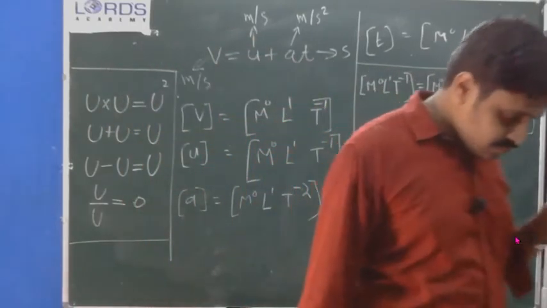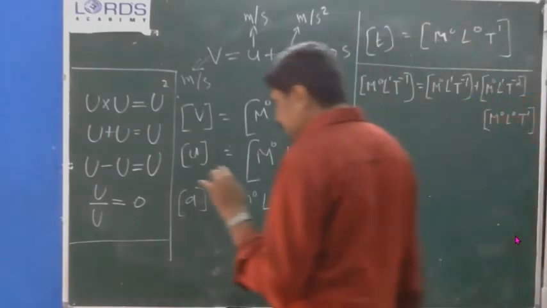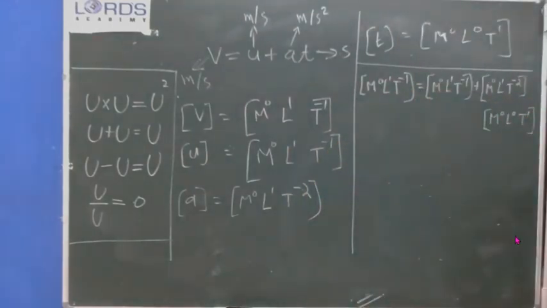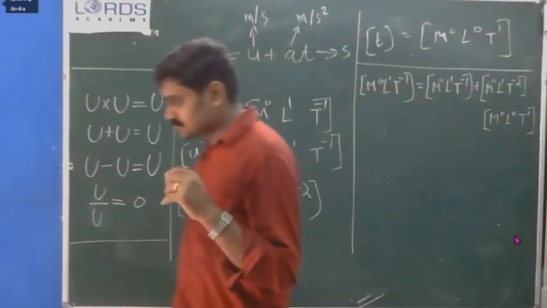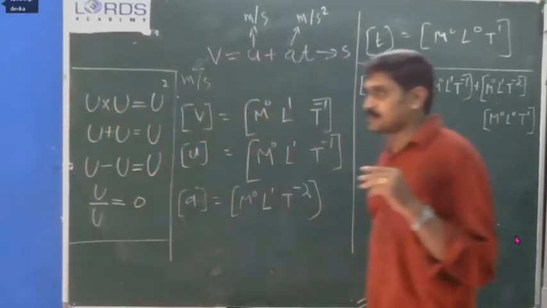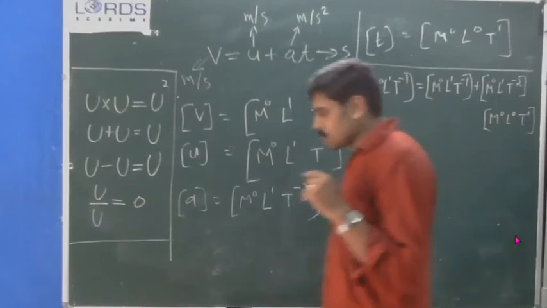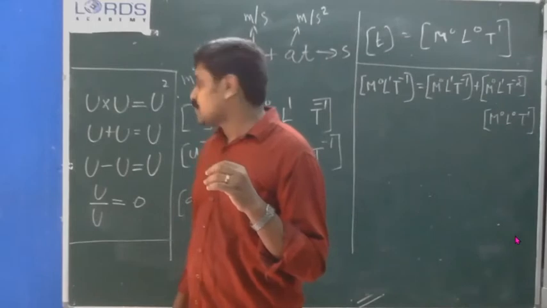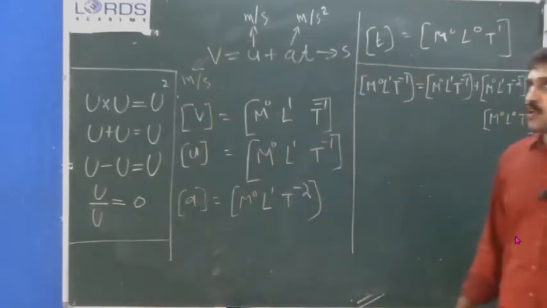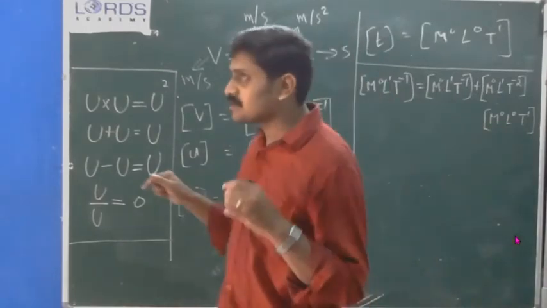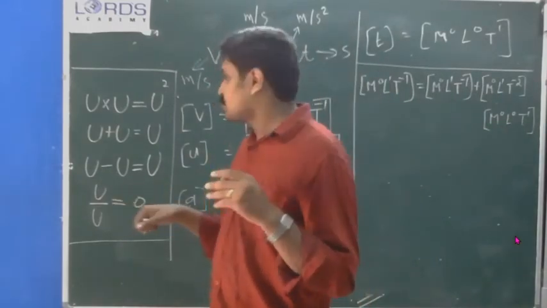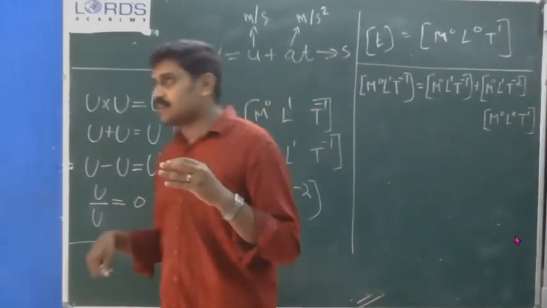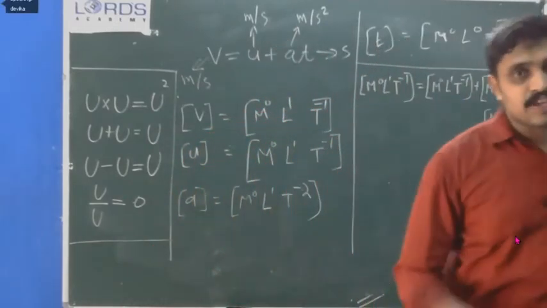Devika? Yes, sir. Devika, 10 meter plus 2 meter. Fast? 12 meter. So what happened to the unit? It remains the same. Is it 12 meter or 2 meter? No, 12 meter only. So what happened to the unit? It does not change. So that's the thing we obtain.